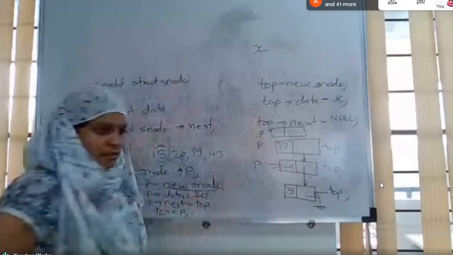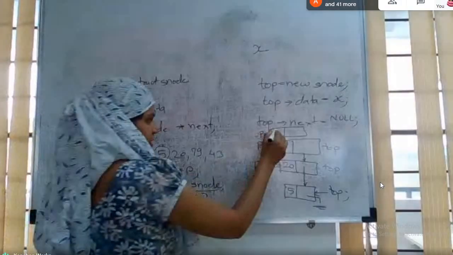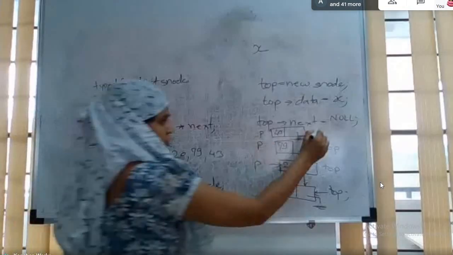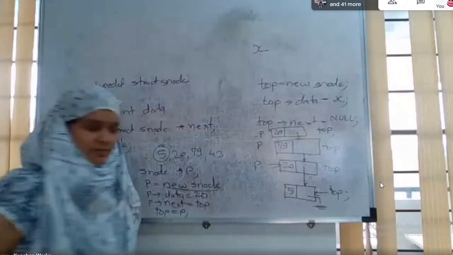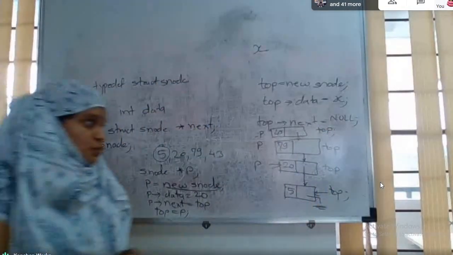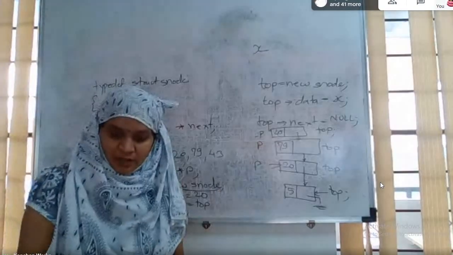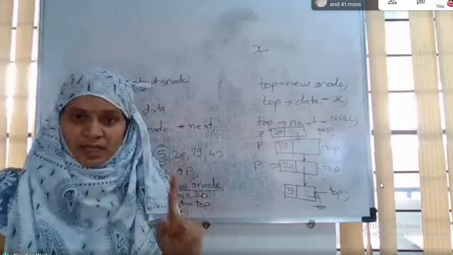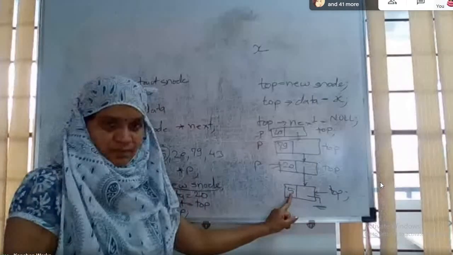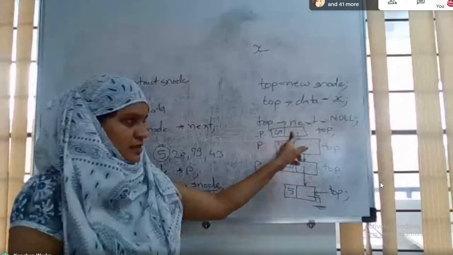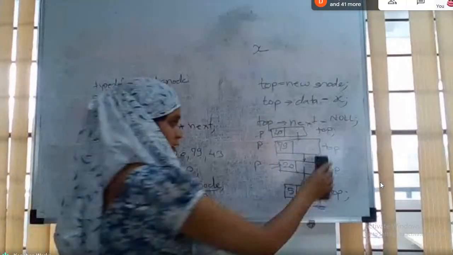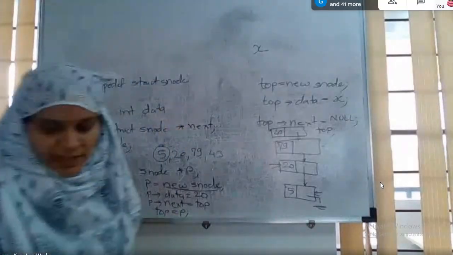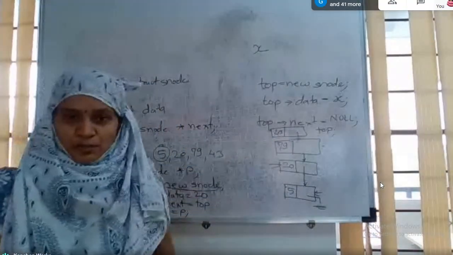So now again P equals to new node. P of data 43. P of next top. Top equals to P. So now my top is this. Okay. In this way, I have pushed items on the stack. सबसे पहले कौन सा एलिमेंट पुश किया? This one. Then this, and then this. So finally, now my top is pointing to this last node.